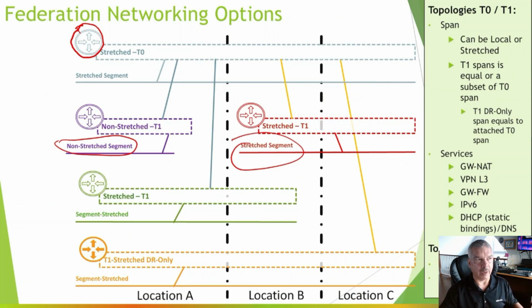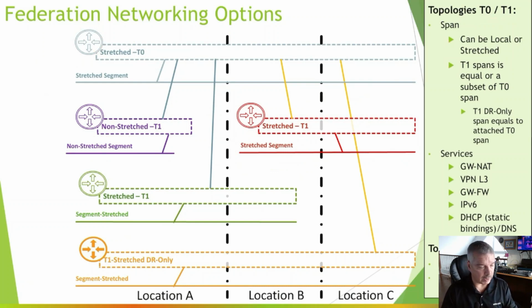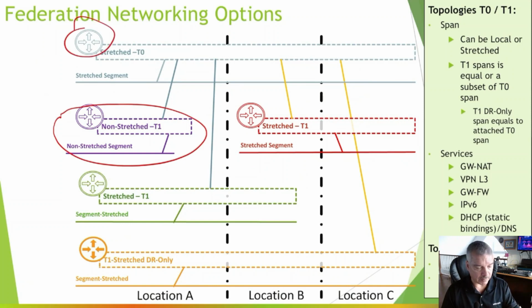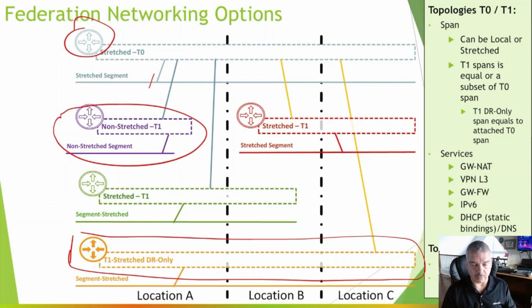So I don't go in and say, oh, I want to create a stretched web segment. I just create a segment and I attach it to a gateway that's already stretched, and by its nature, it's stretched at that point. So again, your gateways can be local or stretched, which I talked about. Your tier 1 span is equal or a subset of the tier 0. So again, your tier 1 here can be a subset of this tier 0 at the top that it's connected to, or the whole thing. Again, totally fine.